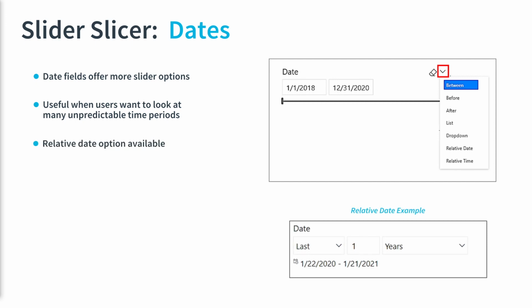However, you will also notice some relative options when choosing your slicer type for a date field. The relative date slicer lets users look at a rolling time period, like the last year, the last 90 days, or the past 2 months.